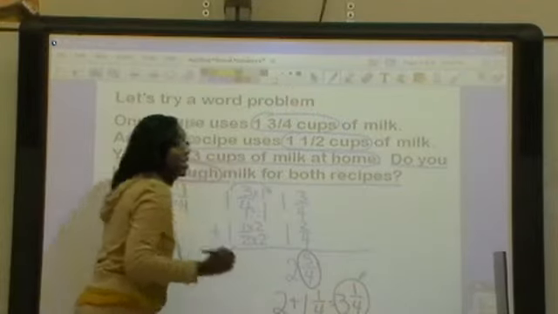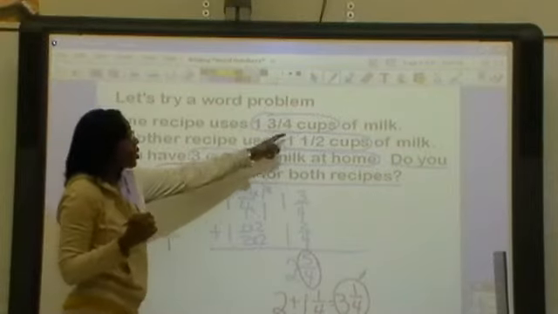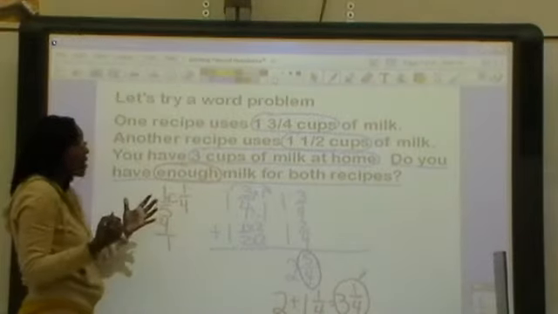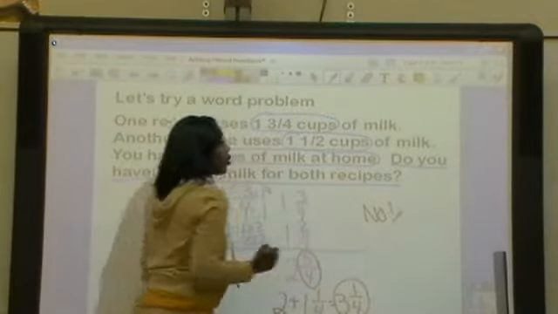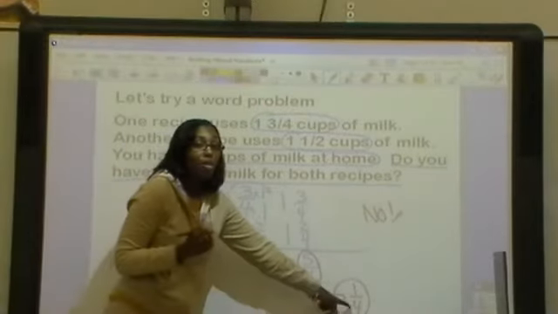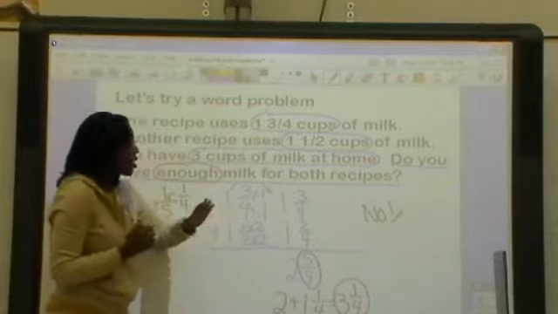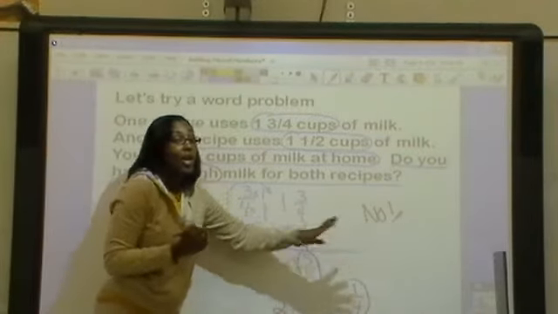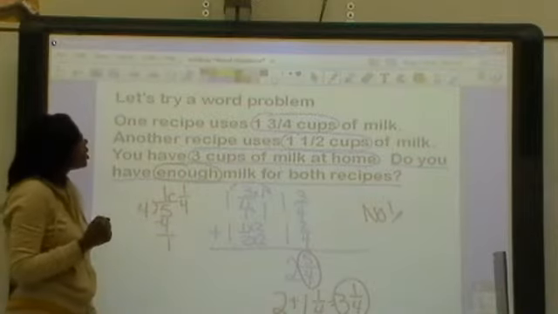So what this means is that I need 3 1/4 cups of milk to make both recipes. So do I have enough? Well, the answer would be no. We don't have enough. We only have 3 cups at home, and we need 3 1/4. So if you got 3 1/4 and you said that your answer is no, we do not have enough milk, you have done this word problem correctly.